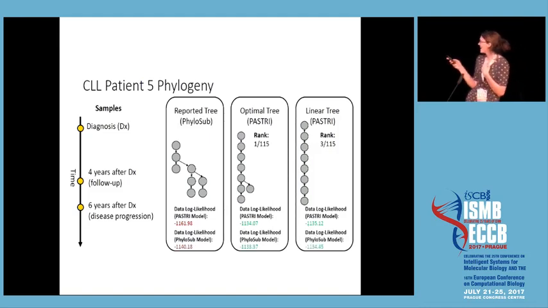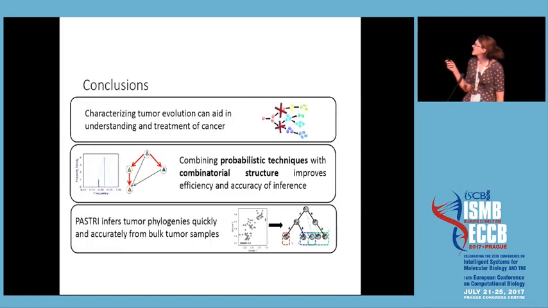We recalculated the data likelihood under their model and found that even here, we find a better likelihood. And this is really indicative of the fact that in the time allotted, Phylosub was not able to converge to the optimal solution. In the interest of time, I'm going to skip through those slides, but you're welcome to ask me about them.